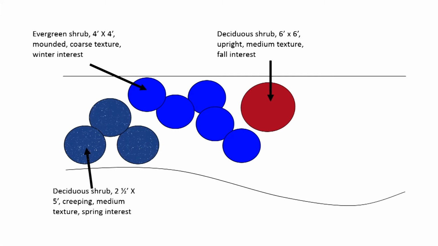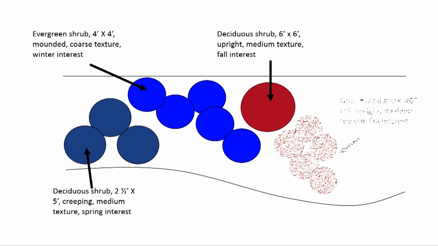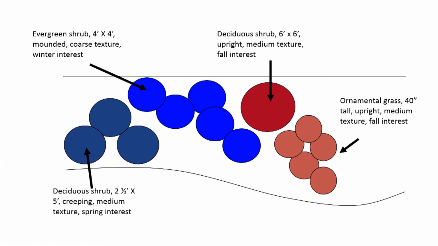The next group of plants will again slightly intertwine with the previous group, and we'll say that it's a deciduous shrub, so some variety in front of the evergreen. It's also 2.5 feet tall, so about 2/3 the height of the shrub behind it. Medium texture, so a little different than the coarse textured evergreen. We'll give it creeping form, so we've gone from upright to mounded to creeping, so gradual sequence, and spring seasonal interest, covering another season.